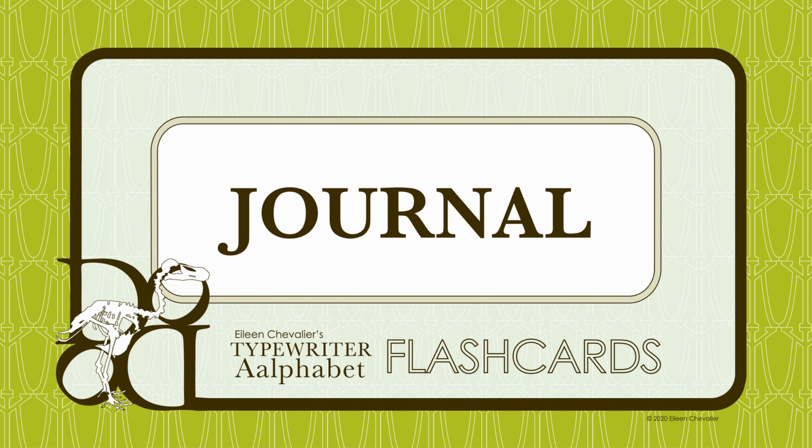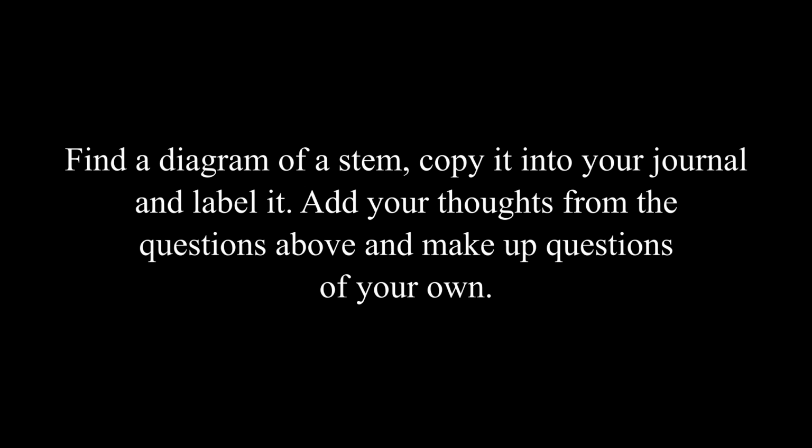So in your journal, there are a few things that we have listed. You can find a diagram of a stem, copy it into your journal and label it. Add your thoughts from the questions above and make up questions of your own. So along with that question that you just did, I assume that you'd already done this, so some of you might have already done a stem drawing if you did the monocot and eudicot lessons. If you haven't, just draw a stem diagram now.